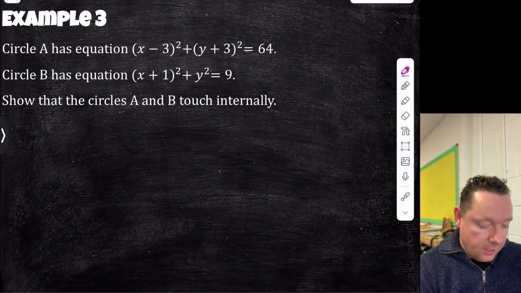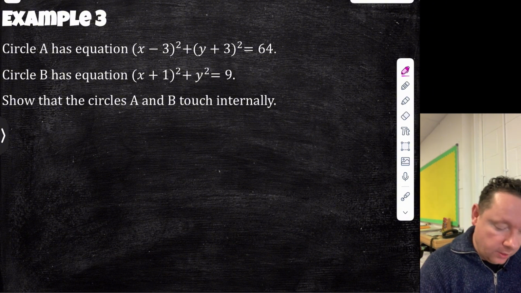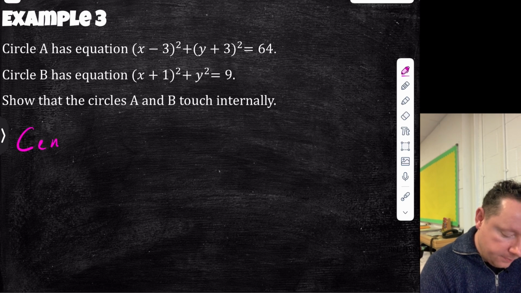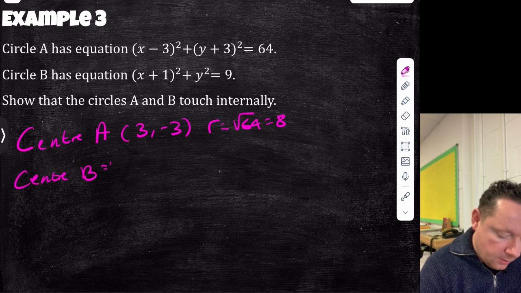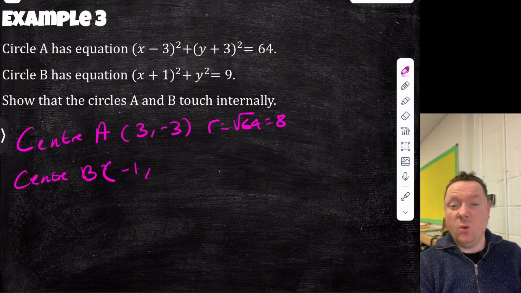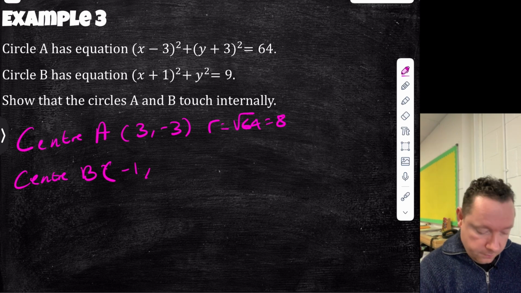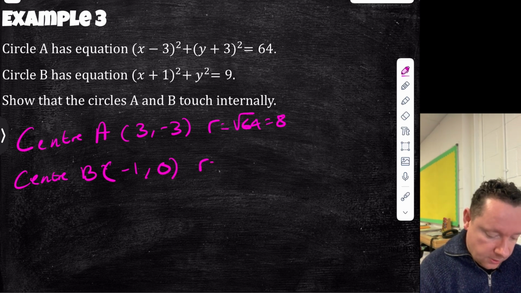Example 3: circle A has this equation, circle B has that equation, show that they touch internally. So again, the centre of A is (3, -3), and the radius is the square root of 64, which is 8. And the centre of B is (-1, 0). Now, notice this says y squared here, so it's just 0. And the radius is the square root of 9, which is 3.